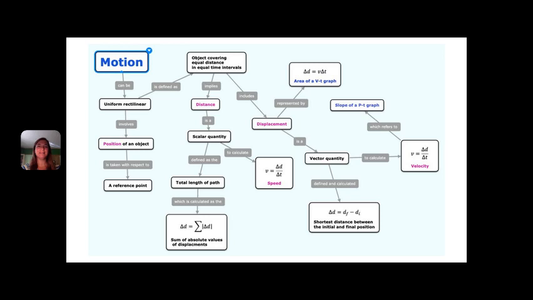This way, they see that one word, for example, displacement, is a vector quantity, and it can be found using the equation delta D is equal to V times delta T, which happens to be the area under the curve of a velocity time graph.